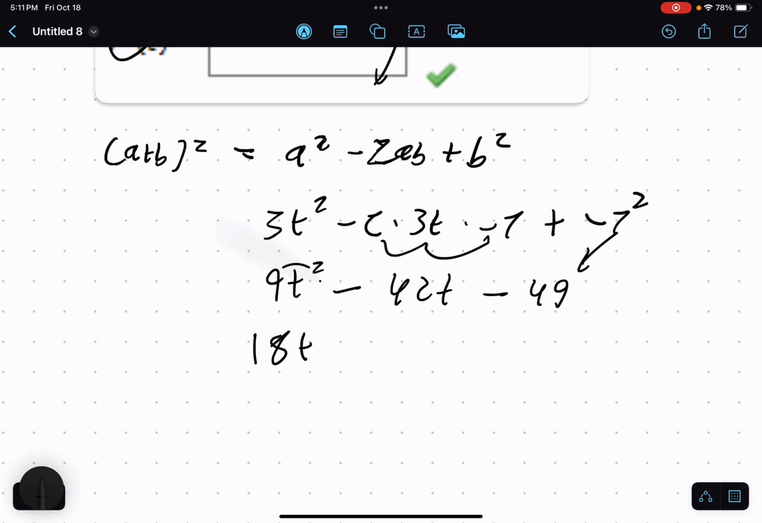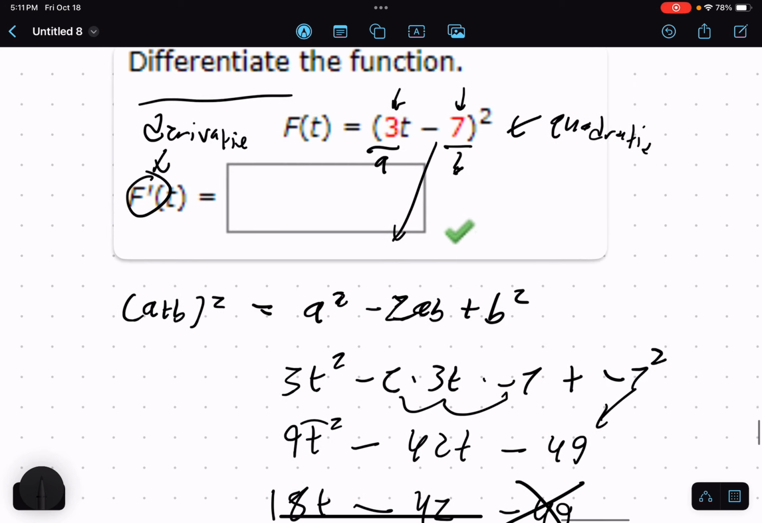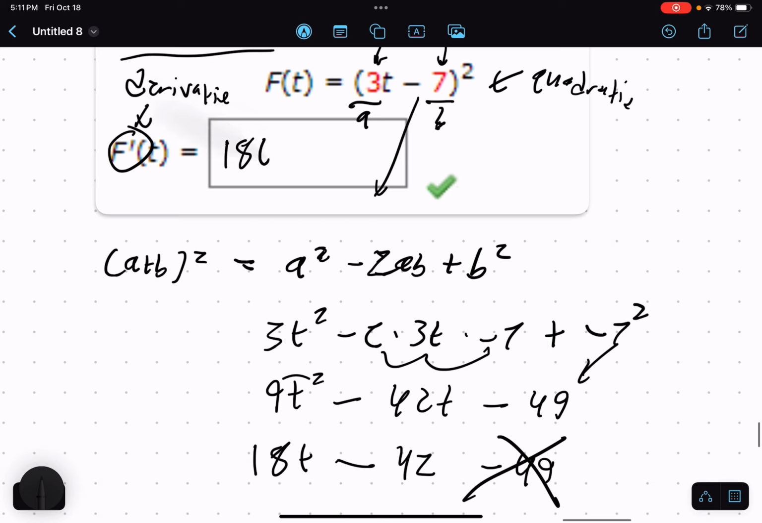If you follow this same rule, 42 would just be alone because you're just getting rid of the variable, and then 49 wouldn't even exist because there is no variable, so after that it's 0. So you learned that rule, and the answer is 18t minus 42.